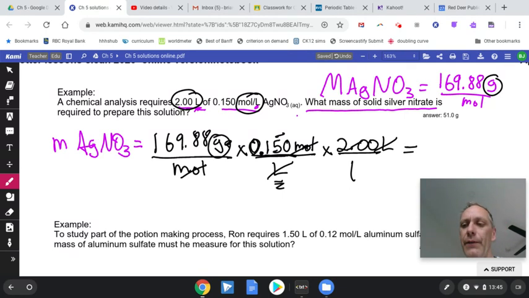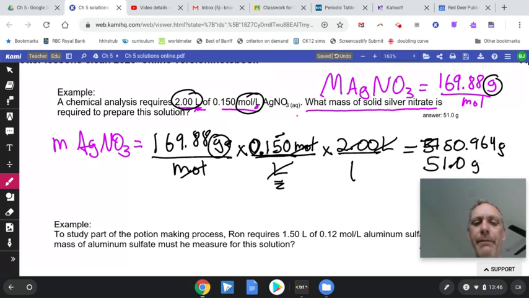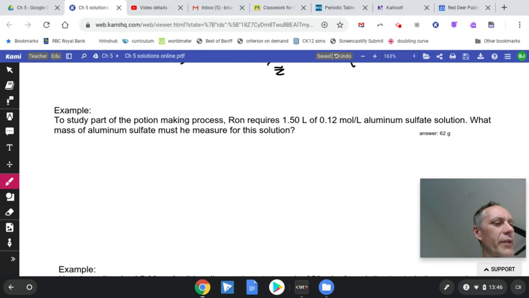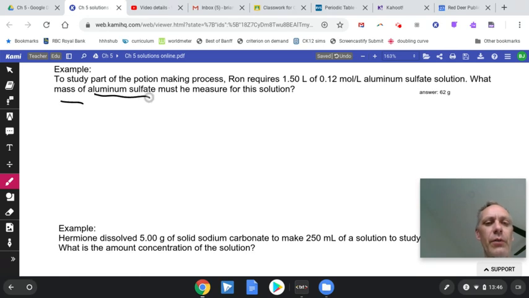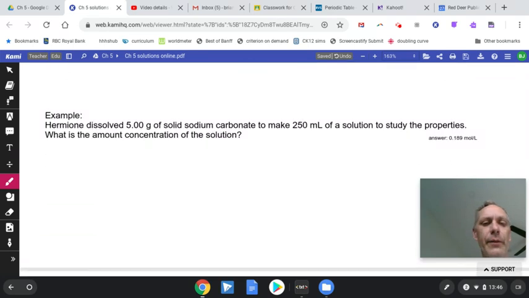And you get 51. Well, actually, the real answer is 50.964 grams. And I'm only allowed 3 sig digs, so that's where the 51.0 grams comes into play. Okay, awesome. What do we got left here? 2 more, and I'm just going to do one of them because they're all sort of following the same pattern here. So I'm going to skip this one. You can try this on your own. Aluminum sulfate. There's the answer. It'll be good practice. And we're going to go to this last one.